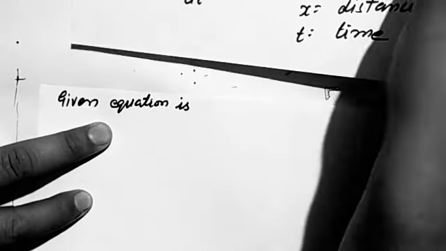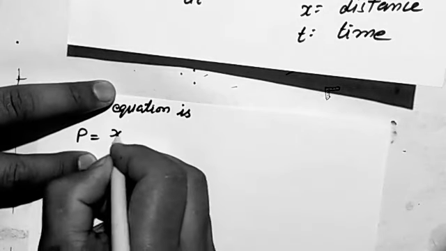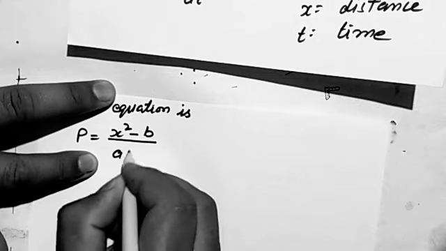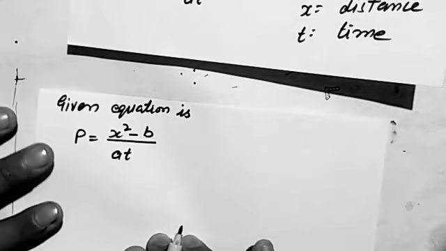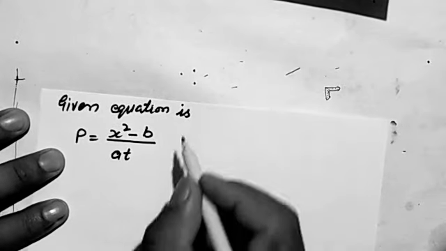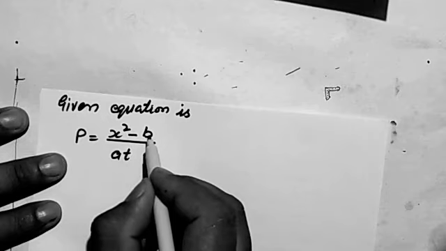You are given the equation P is equal to x square minus B upon AT. So first of all, find the terms which are added or subtracted. In this question, we are seeing that x square minus B, that is, B is subtracted from x square.